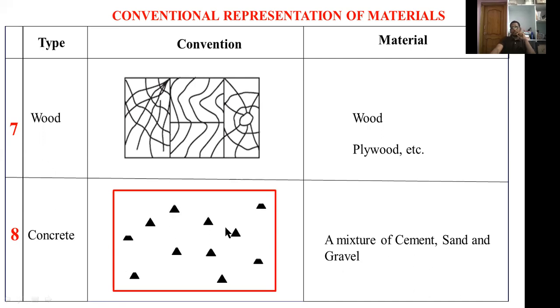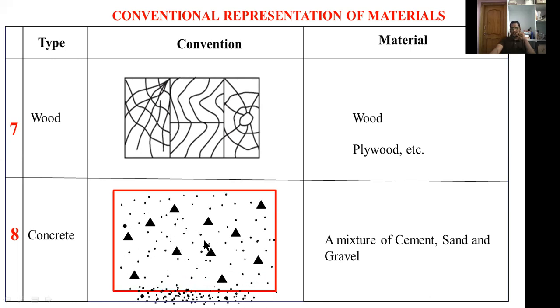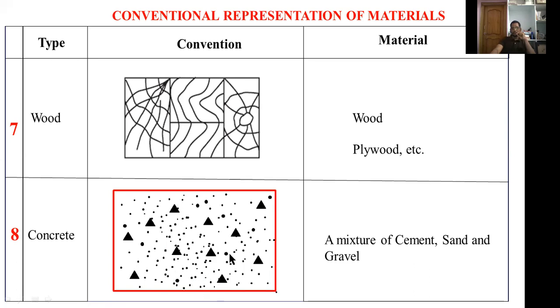These are some particles. These particles represent gravel. Now I am adding cement and sand. These small dots represent cement and sand. This is the example for concrete materials. Concrete is a mixture of gravel, cement and sand. This is the conventional representation of a concrete.